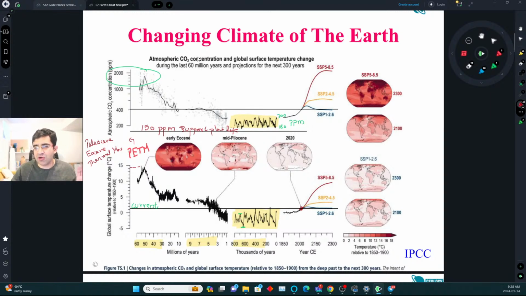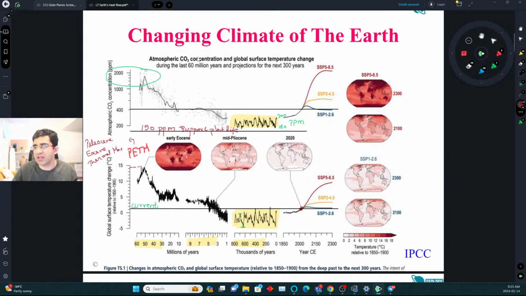Actually, if we make all the calculations, of all the emissions that humans have made until now, only half have actually increased the CO2 concentration in the atmosphere. Half of them have ended up in the atmosphere, and half have been reabsorbed in natural systems.